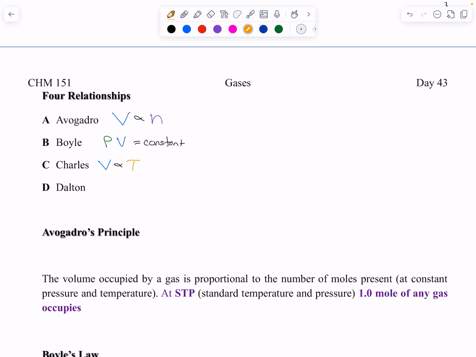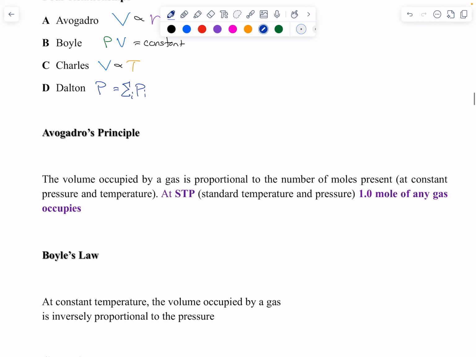And Dalton: the total pressure is equal to the sum of the partial pressures. And we'll talk about that in a later video. All right. So first up, Avogadro.